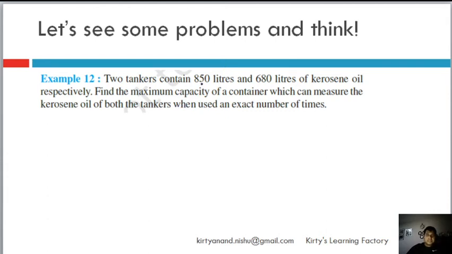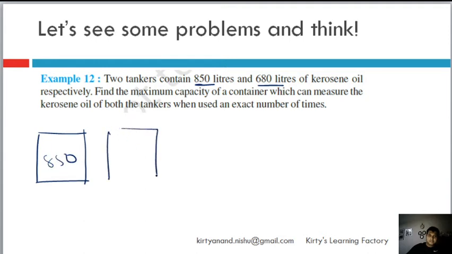Okay, 2 tankers contain 850 liters and 680 liters of kerosene oil respectively. So there is one tanker, it has 850 liters of kerosene. There is another tanker, smaller one obviously, it has 680 liters. Now it says that find maximum capacity of a container. So then I need to have another container.